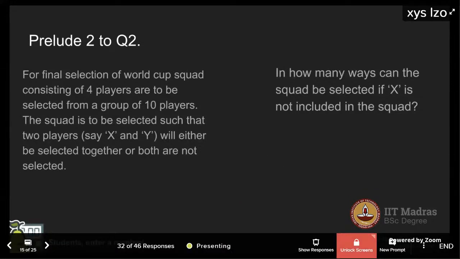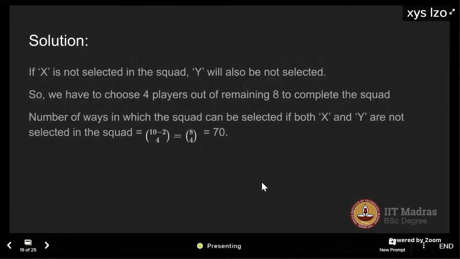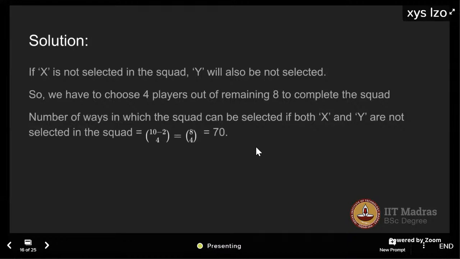Let's see the responses. Most of you got 70. Let's see the answer. The question here was that X is not selected in the squad. But from the question, we know that if X is not selected, then Y will also not be selected. So we have to choose the 4 players out of the remaining 8, which can be done in 8C4 ways, which is 70. I think it's clear. We can move to the next one, right?